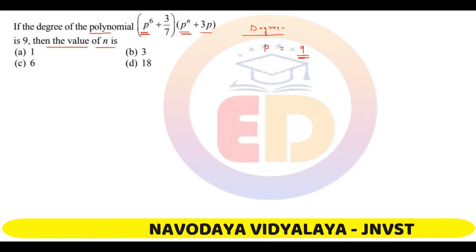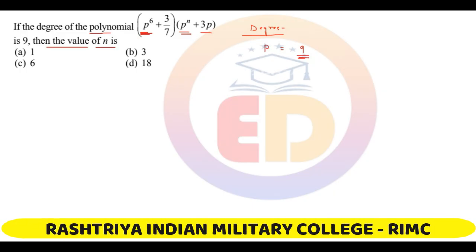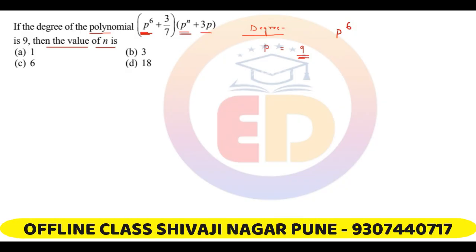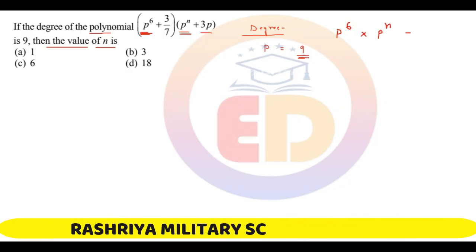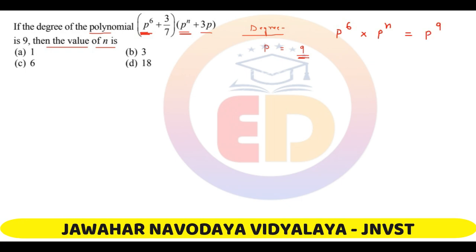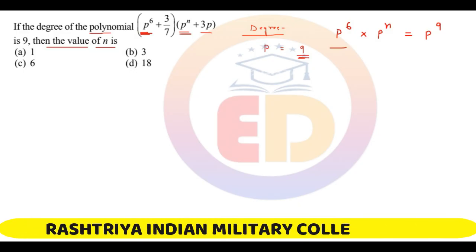In the first, short approach, take the first term p power 6 multiplied with the second term p power n, and this will give me the degree of the polynomial, which is the highest power of p, which is 9. So this is my equation: p power 6 multiplied by p power n will give me p power 9.